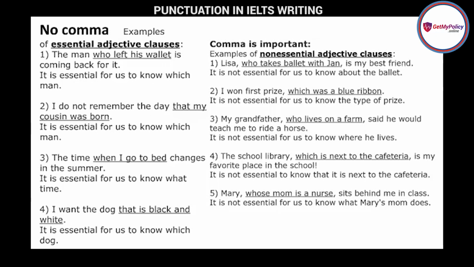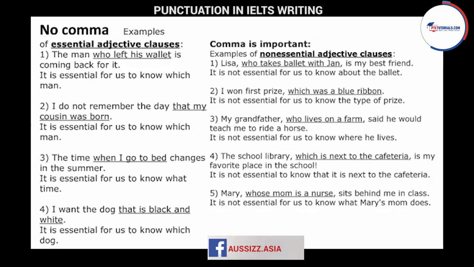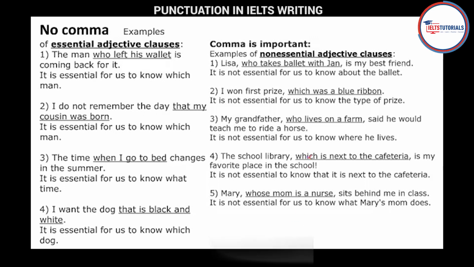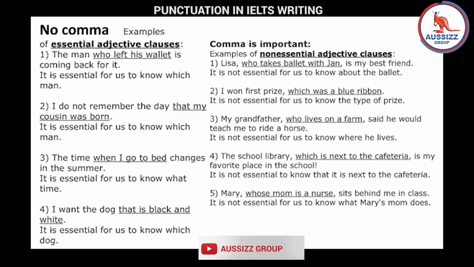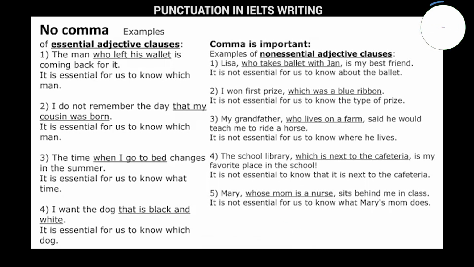Next, your example: I won first prize. That's it. It's enough. I won first prize. Is it necessary to give me the information that it was a blue ribbon? Not essential, that which type. It is okay with me that I won first prize. But if you are adding "which was a blue ribbon", it means it is extra information. So extra information always takes a comma with it. Okay. Let's come to the third examples of both parts. The time when I go to bed changes in the summer. The time when I go to bed changes in the summer.